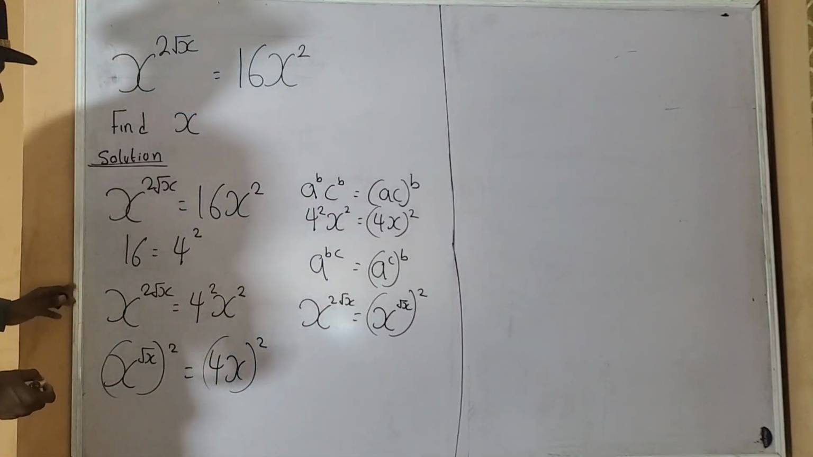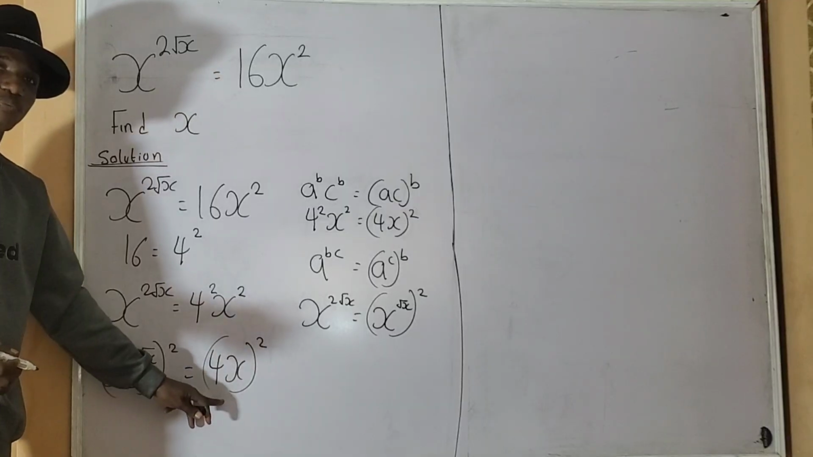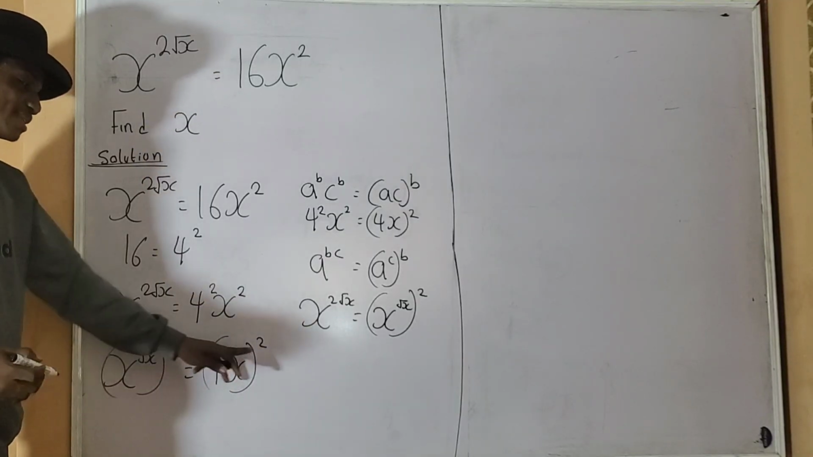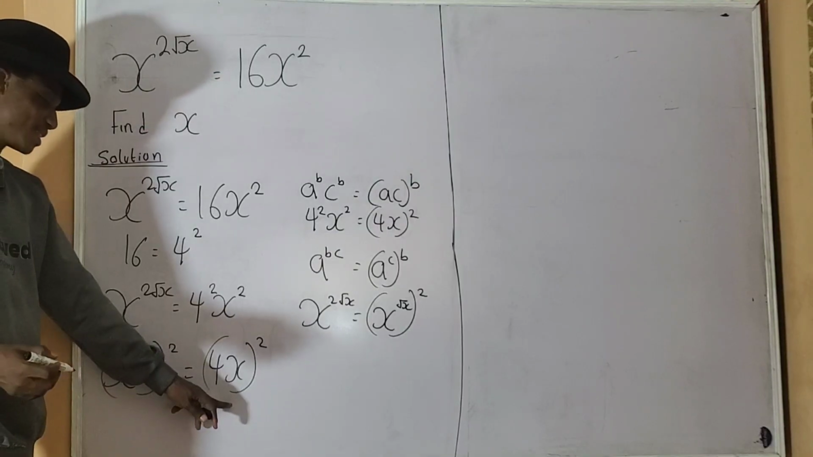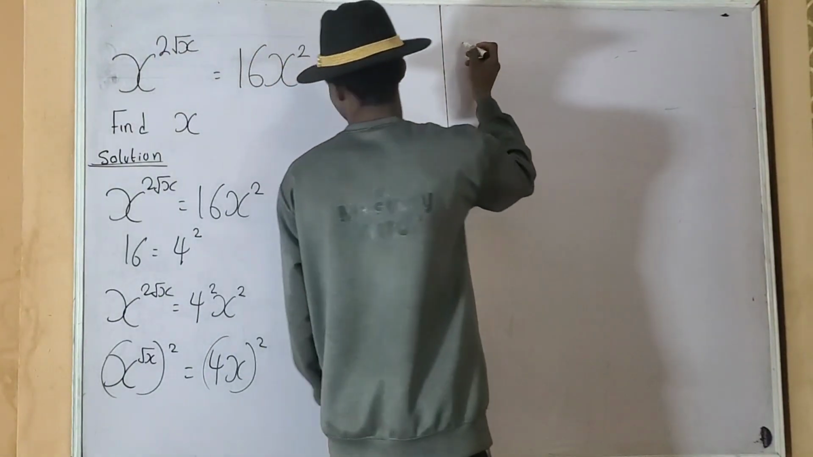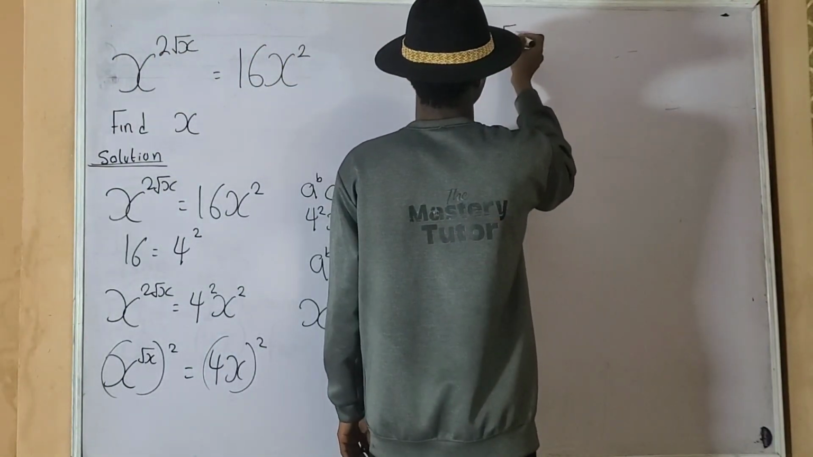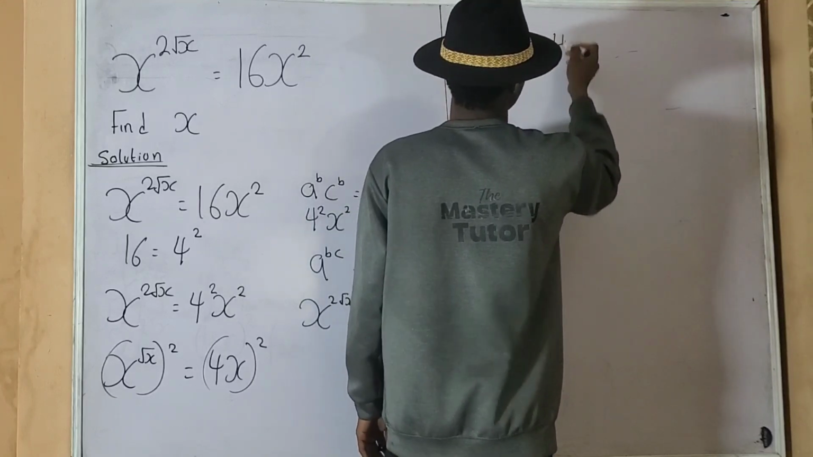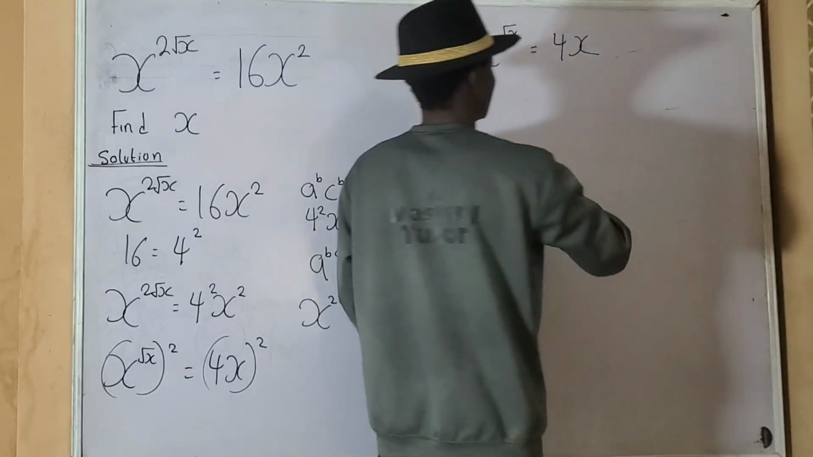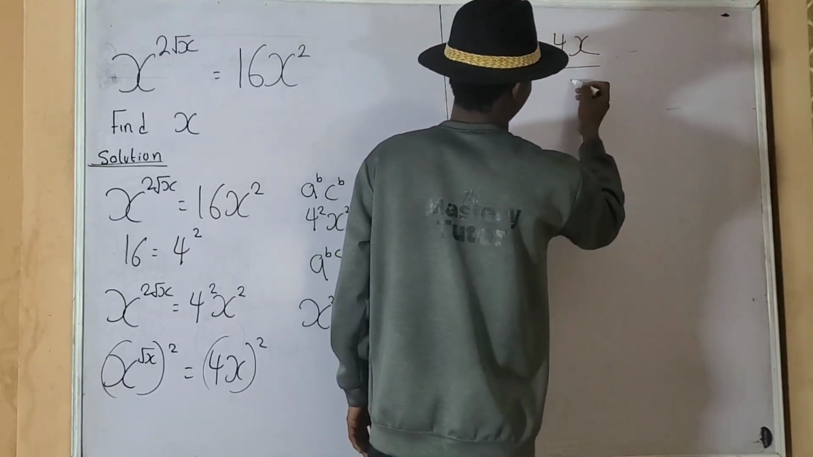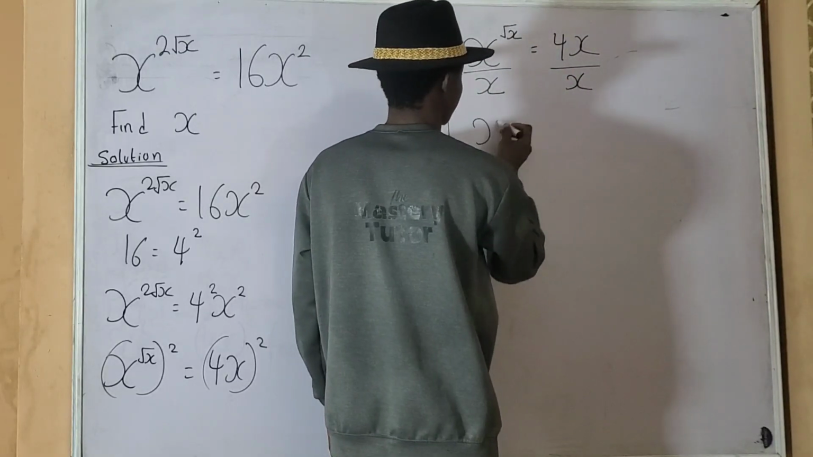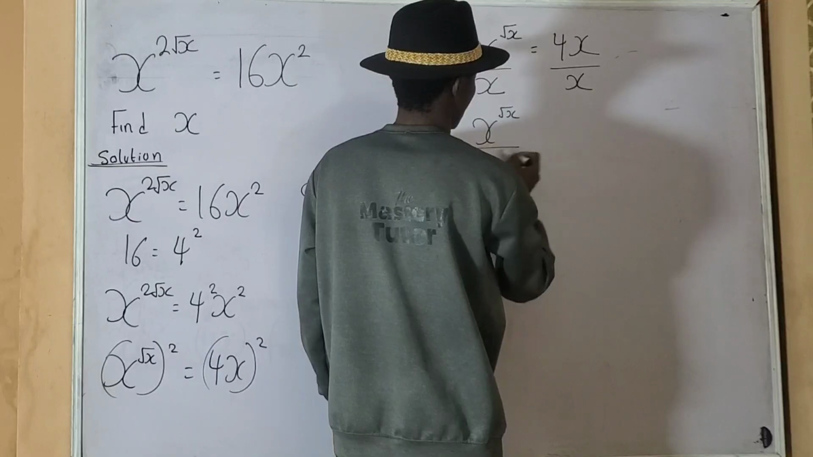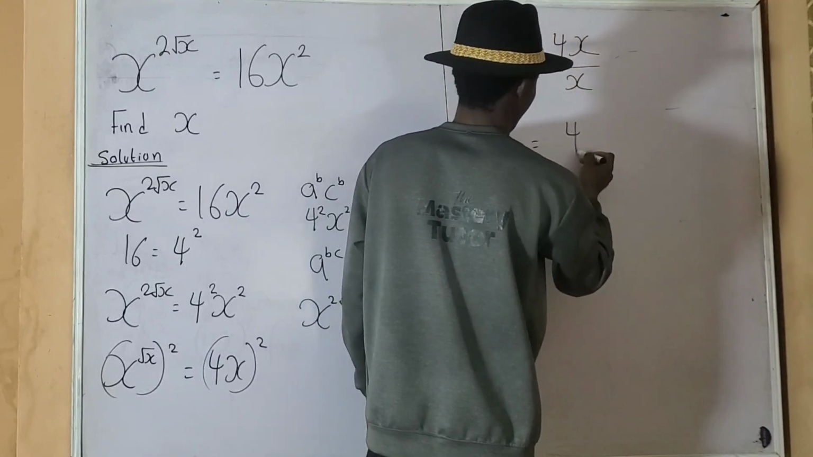Now you can see that we have the power to be equal. That means the base, we're going to set it to be equal, right? So I'm going to have x raised to the power of root x is equals to 4x, right? Okay, divide both sides by x. So this over x and this over x. So I'm left with x raised to the power of root x all over x is equals to 4, right?